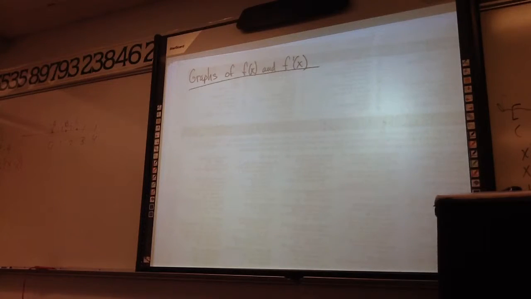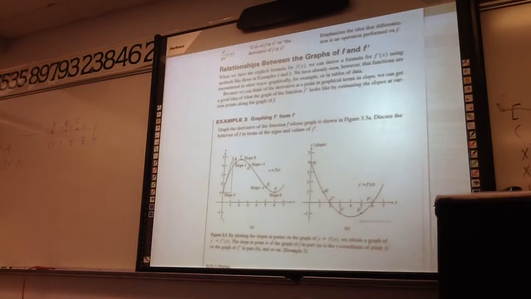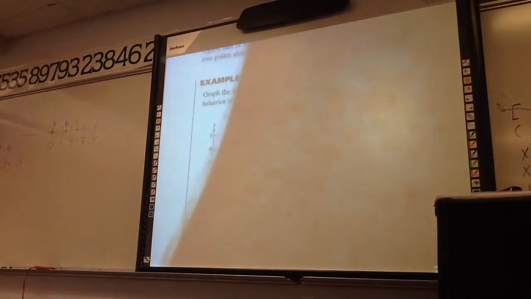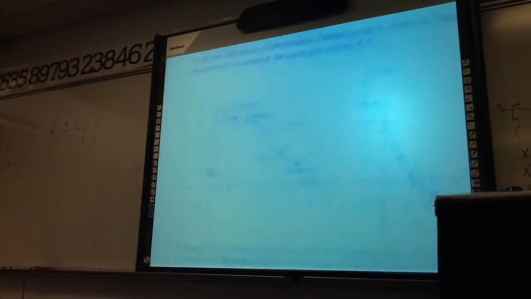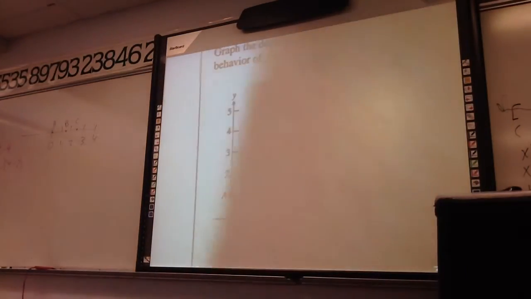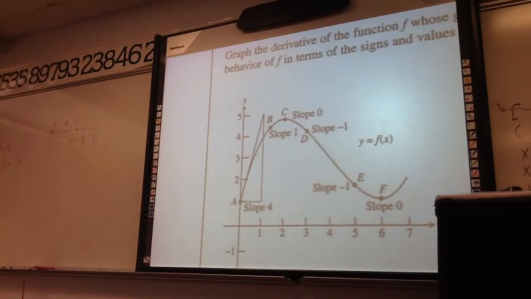So I just printed this so that we can look at it. This is page 101 in your book. Here's a graph of a function. Now the graph of the derivative, this is kind of weird, is the graph of all of the slopes at every point.